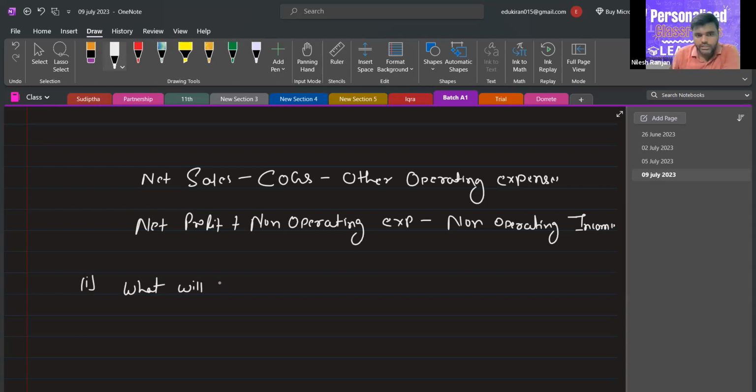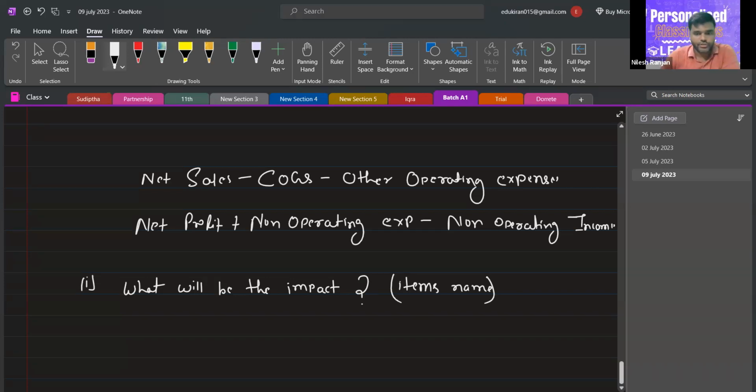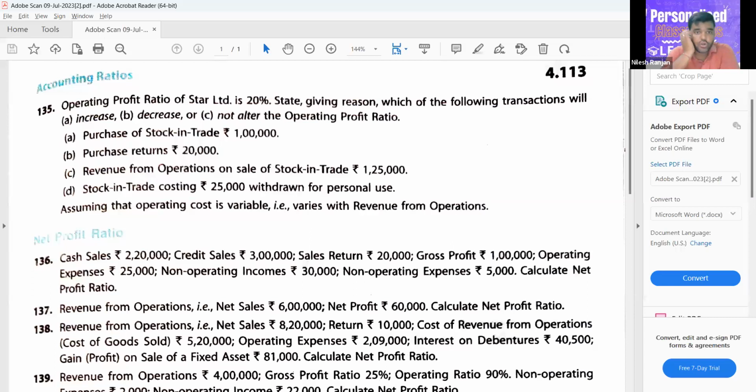What will be the impact? You have to tell me the item's name. Can you see this? So if we see this transaction, the first transaction, purchase of a stock in trade, what will be the impact of this transaction?